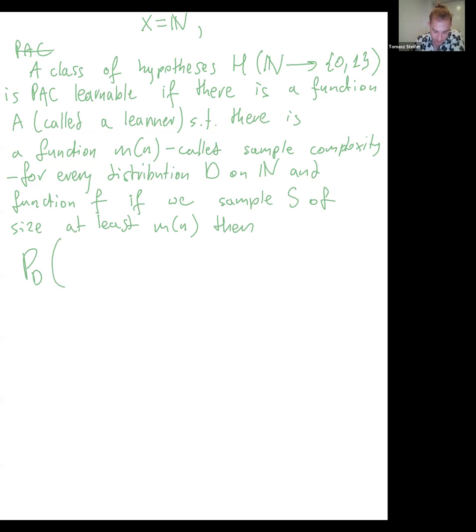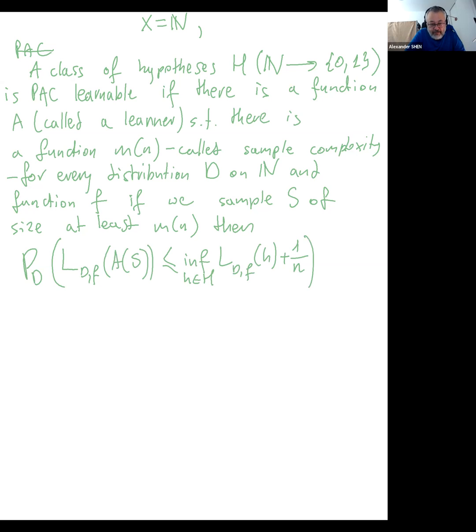so we first look at the generalization error, the expected error of the function that is output by our learner. And we want to say that it's almost as good as the best one in the class H. So we look at all the h in big H, at the expected error of h, and we allow for some error here. And we want this probability to be big, so we have 1 over n here. And this is what we expect.